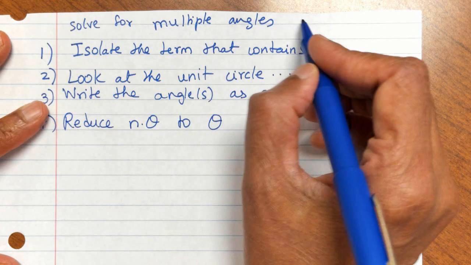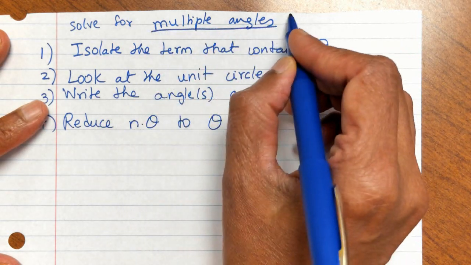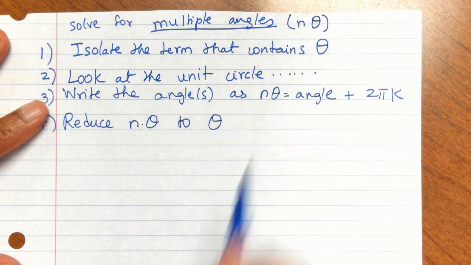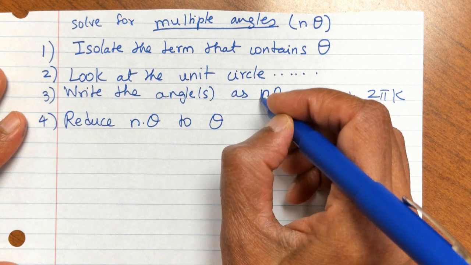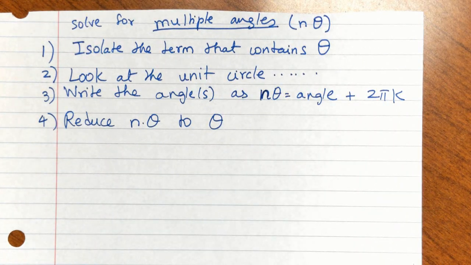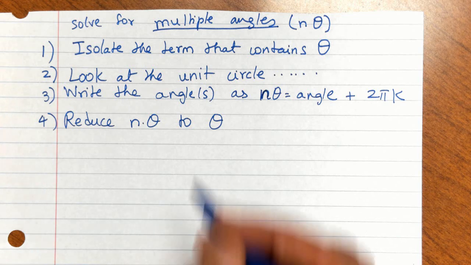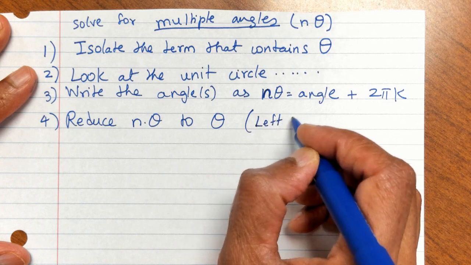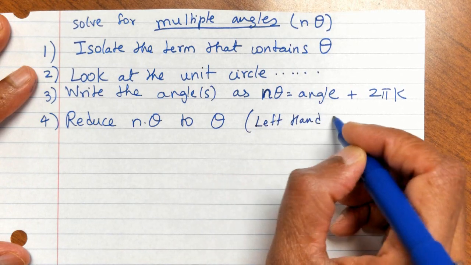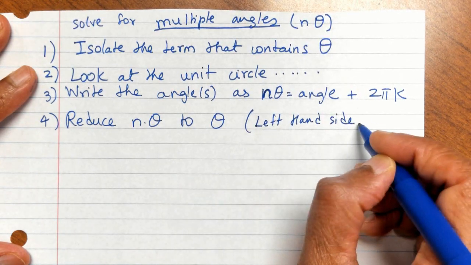And I'm going to write here, solve for multiple angles. When we say multiple angles, we're talking about n theta, so that you know what we're talking about here. And remember, you have to reduce n theta to theta in the left hand side and the right hand side.